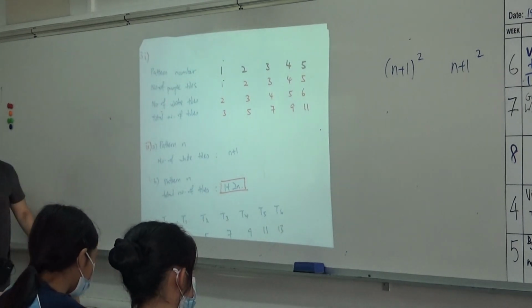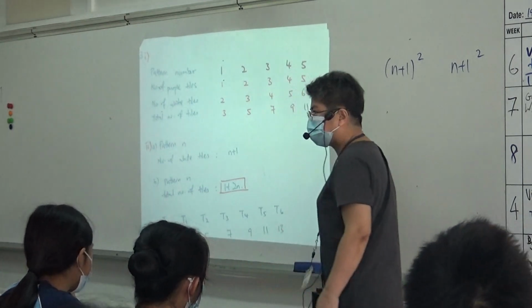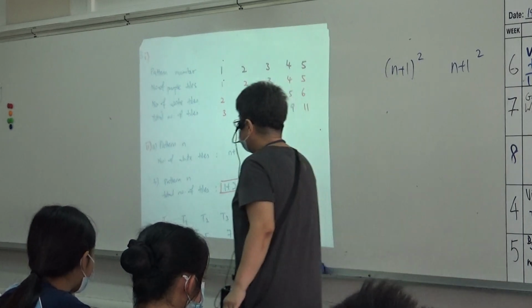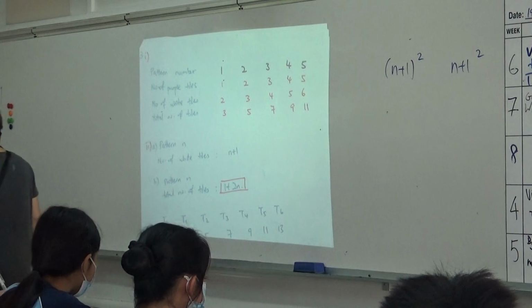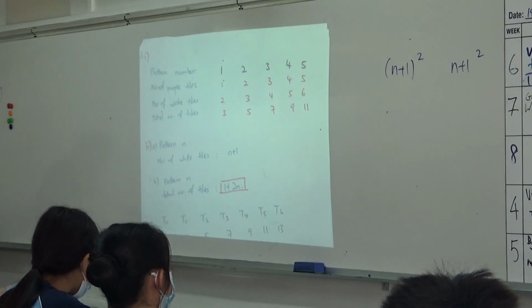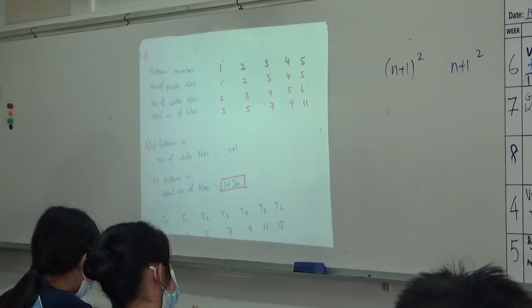Alright. Do you get this? Yes or no? Do you get this? 5, 6, and 11. Yes? Okay, part 2. Find the expression in terms of n for the number of white tiles in the pattern.